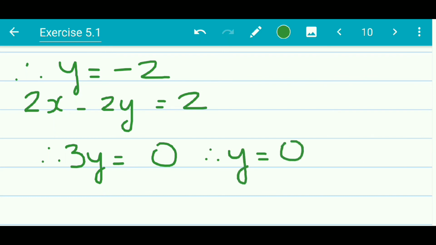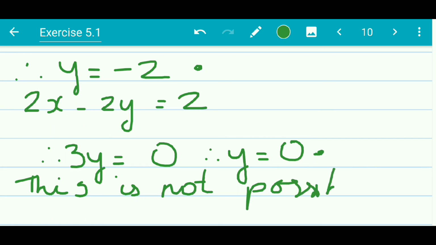But then just analyze the situation. Is this possible that y is equal to minus 2 here and also y is equal to 0? Is this possible that at a time the same coordinate will have two values? No, this is not possible. That means there is no y and therefore there is no x as well. So we cannot express AB as x AC plus y AD. So we write this is not possible. And therefore ABCD are non-coplanar.